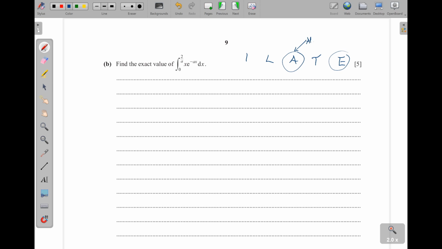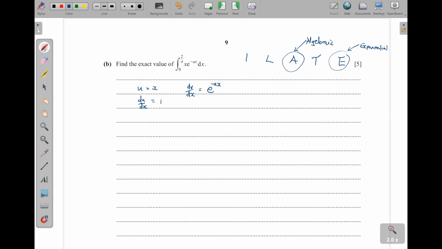This is algebraic, and this one here is exponential. So the one which comes first is the one that we differentiate. Remember, one of the functions has to be differentiated, the other one integrated. So I will let my u be equal to that x. Then what is du/dx? It will be equal to 1. And then dv/dx, this is the one I'm supposed to integrate, it has to be e to the power of negative ax.